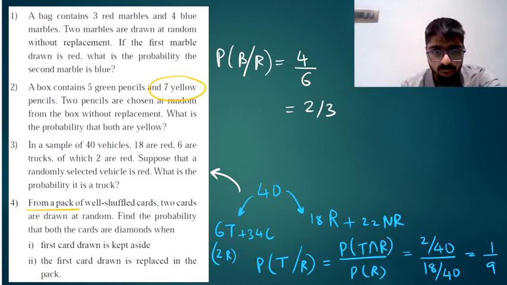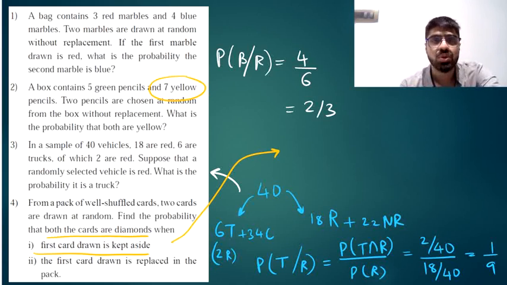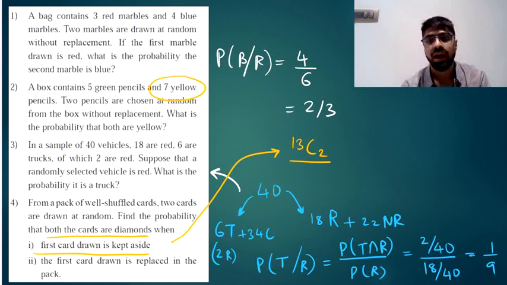The fourth one says, from a well shuffled pack of cards, 2 cards are drawn at random. Find the probability that both are diamond cards when the first card drawn is kept aside. So if you're drawing one card and just keeping it aside, that means you are drawing the cards without replacement. How many diamond cards are available in a pack of 52 cards? 13. So we need 2 diamond cards and they can be selected in 13C2 ways, divided by the total ways of selecting 2 cards out of 52, which is 52C2.